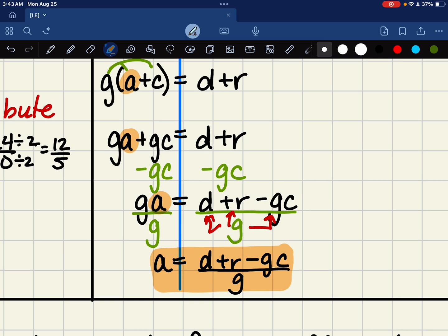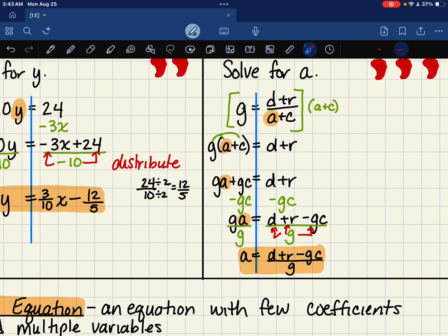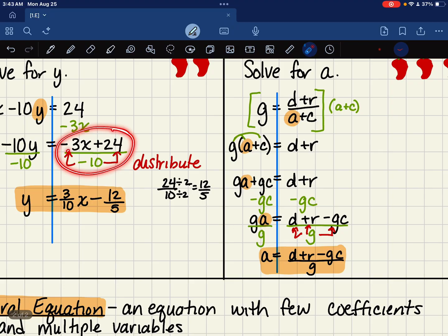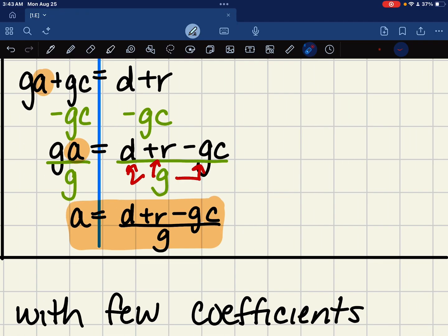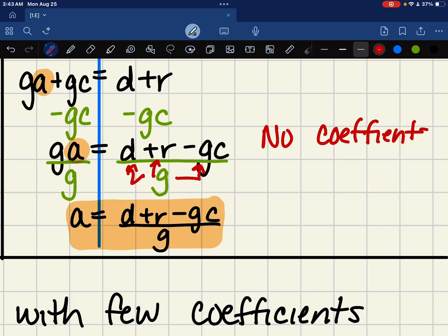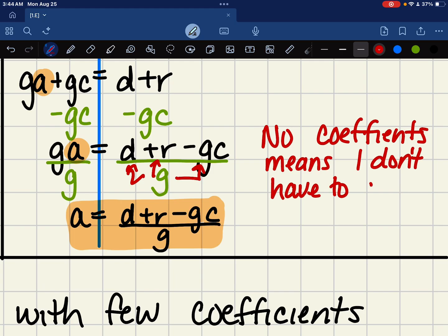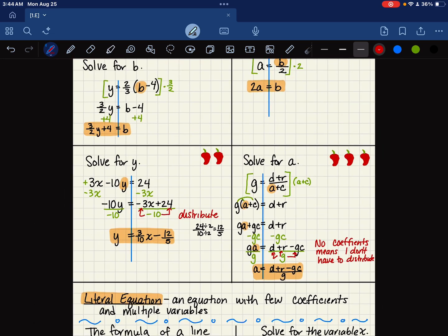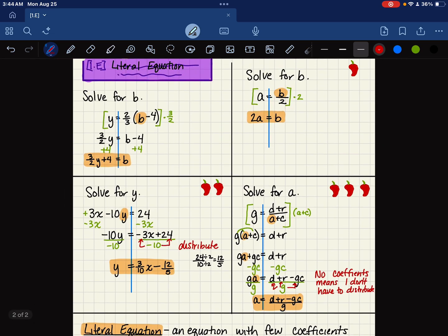But if that g was numbers, like if there were values here, kind of like we had here, they're just numbers, that's when you distribute. So I'm going to write a little note here in red. No coefficients, that means no numbers. So no coefficients means I don't have to distribute. Okay. So there's our main kind of group examples.